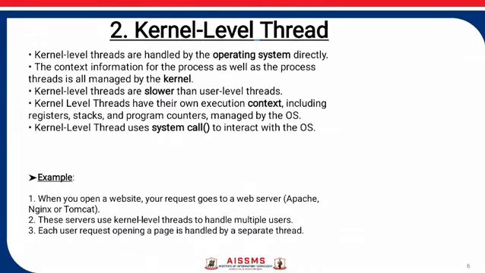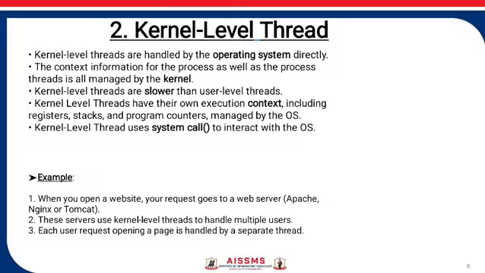The second type of thread is kernel level thread. What is kernel level thread? Kernel level threads are handled by the operating system directly. The context information for the process as well as the process thread is all managed by the kernel. Kernel level threads are slower than user level threads. Kernel level threads have their own execution context, including registers, stacks, and program counters managed by the operating system. Kernel level threads use a system call to interact with the operating system.